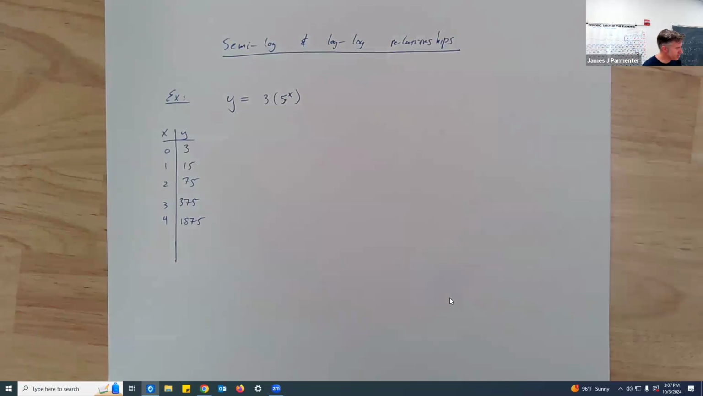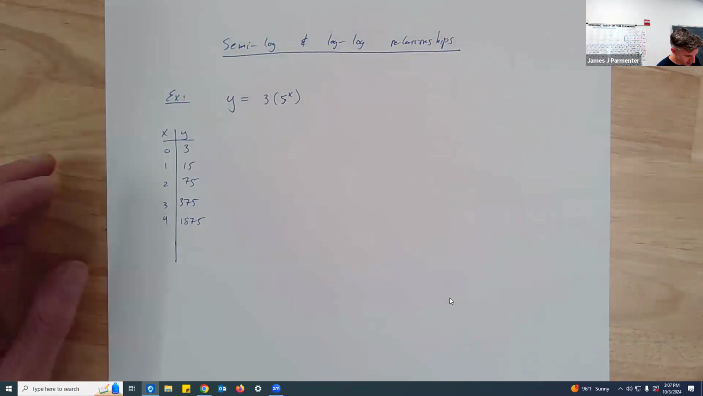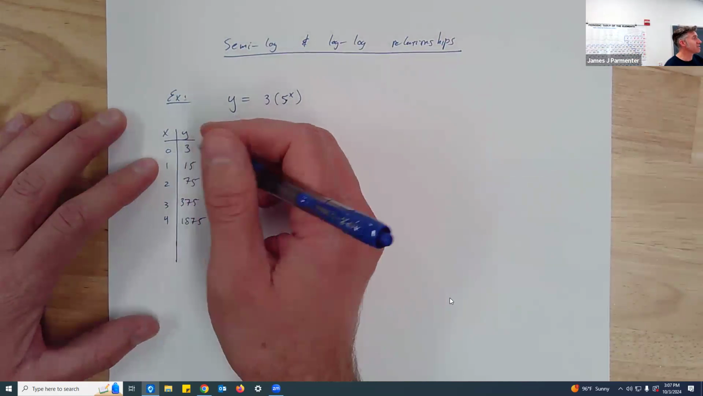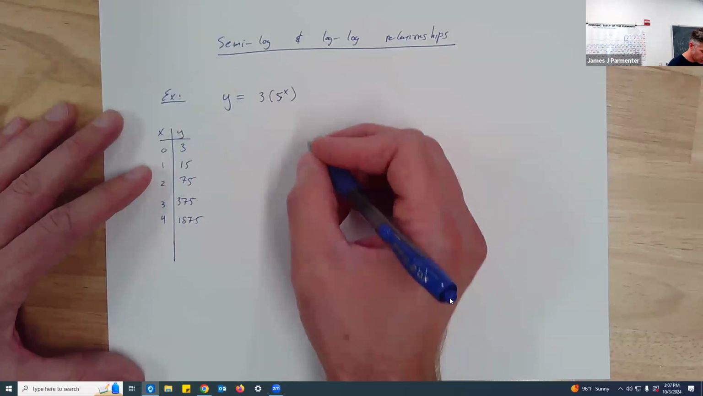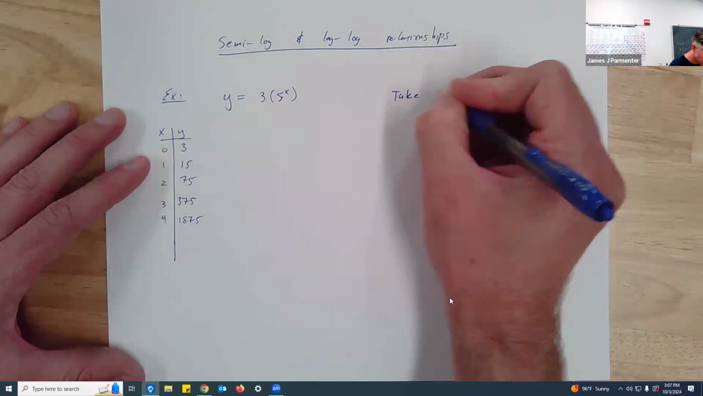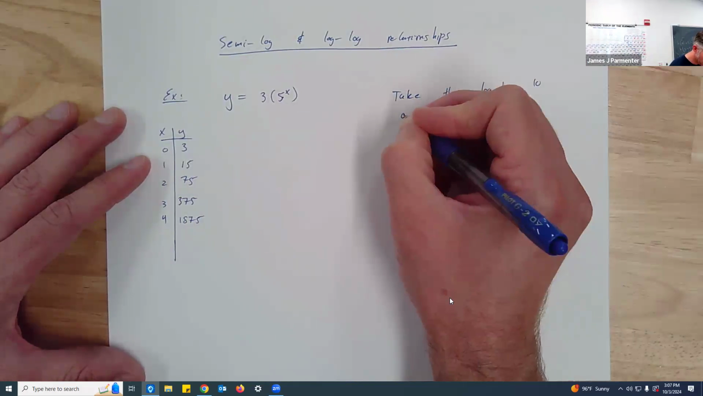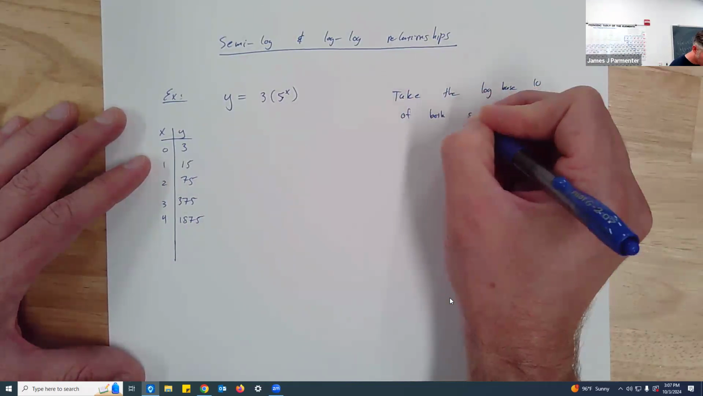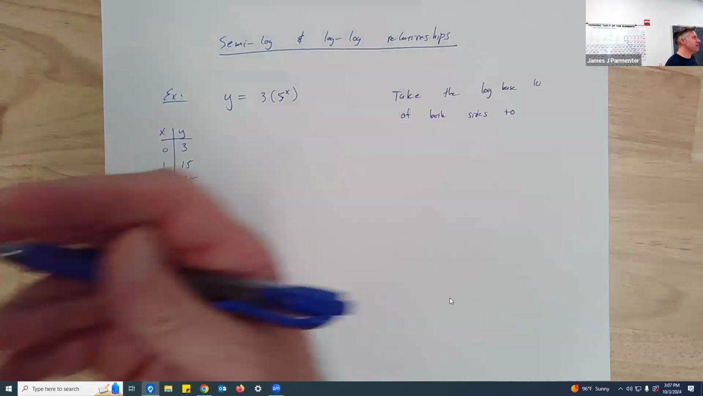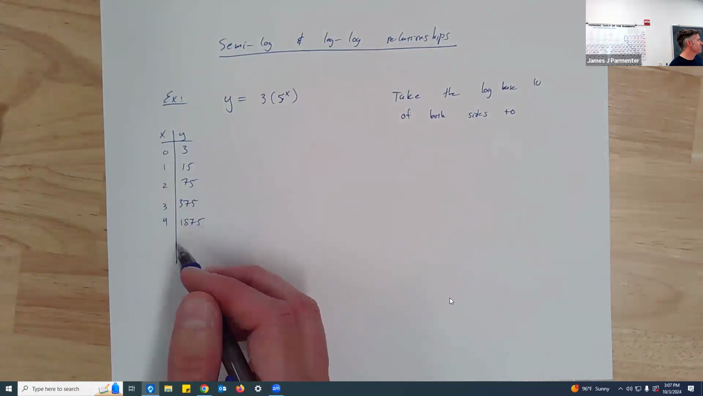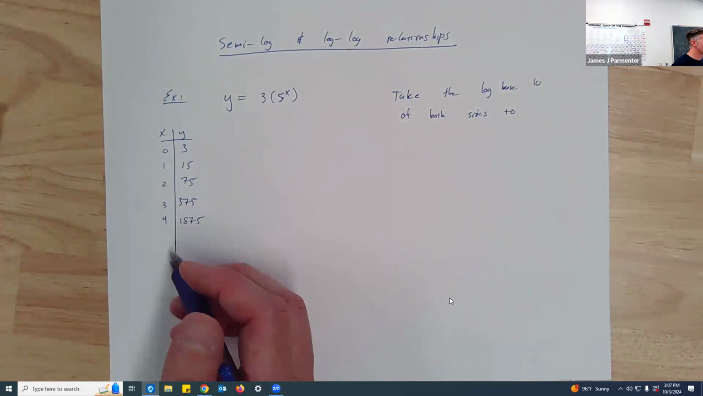So what can we do? Well, we can take the logarithm of both sides of this equation. We're just going to take the log of both sides, the log base 10, to essentially dampen the value of y, right? If you take the log base 10 of 1,875, it's between 3 and 4.